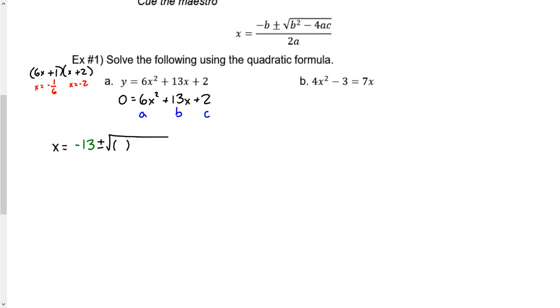This is the second error that usually happens. People forget that you have to actually square a number. And when you square 13, it's going to have to be 13 squared. Again, I'll show that one a little bit nicer in the next one. This one's another common error: not being able to do multiplication correctly. It is 4 multiplied by a multiplied by c. So the a value is 6 and the c value is 2.